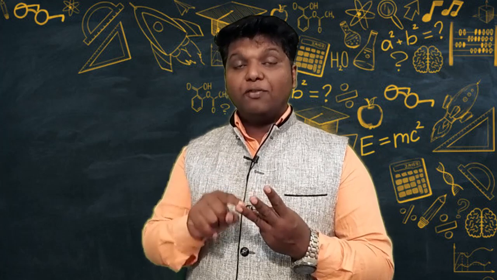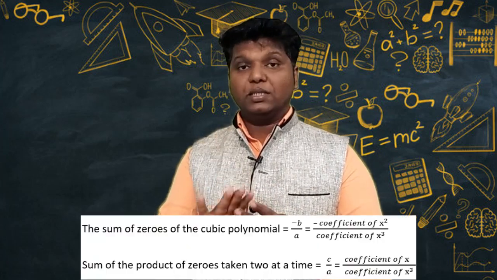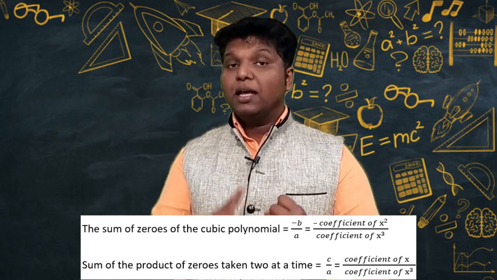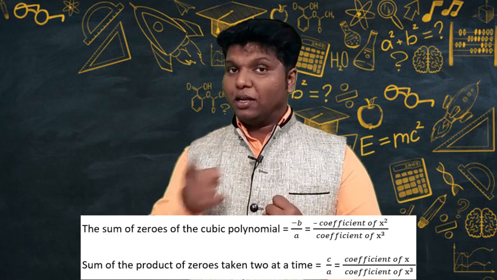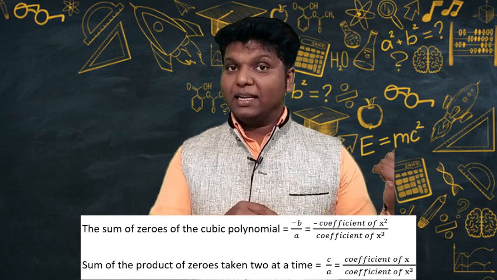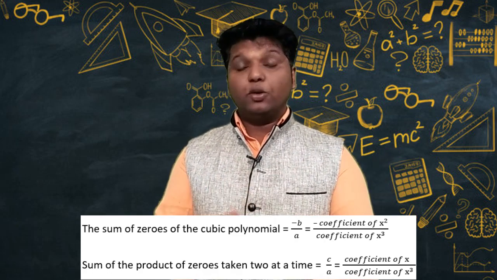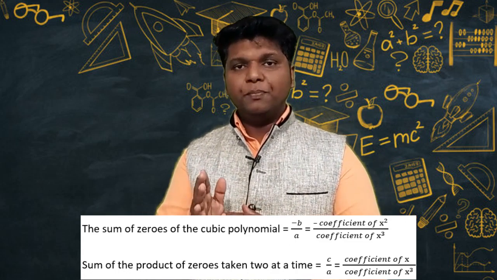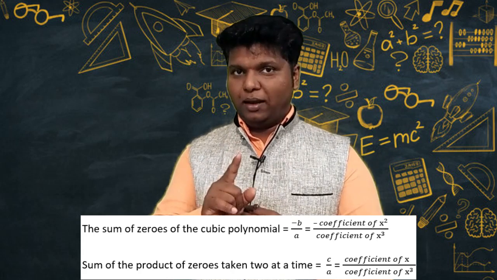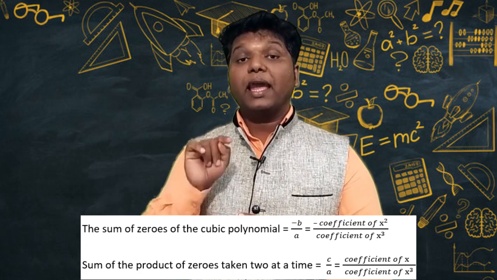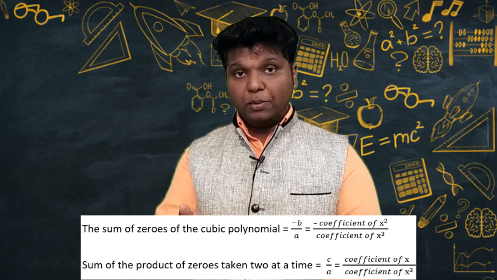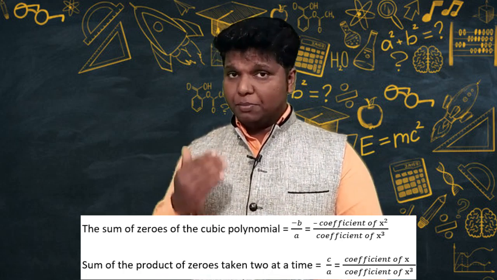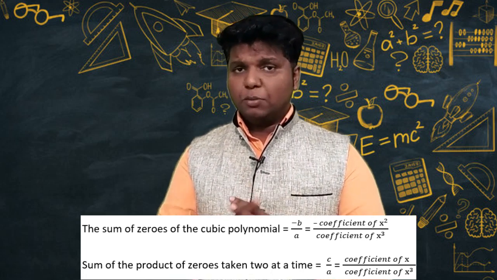So alpha plus beta plus gamma, that means the sum of the roots, is equal to again minus b by a itself. But here note it is minus b, which is not what we had taken in quadratic. It's different because now it is cubic. So minus b by a. Here, what is b? It is the coefficient of x square. And what is a? It is the coefficient of x cube because it's a cubic polynomial. So alpha plus beta plus gamma is equal to minus b by a. That's about the sum of the roots.